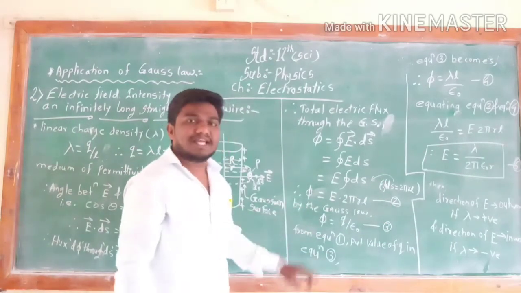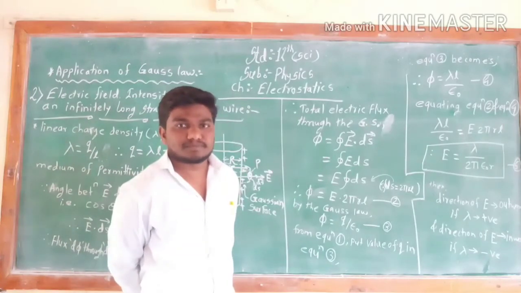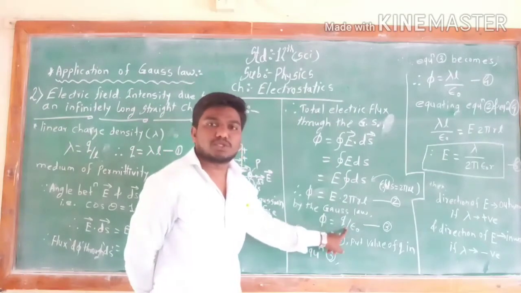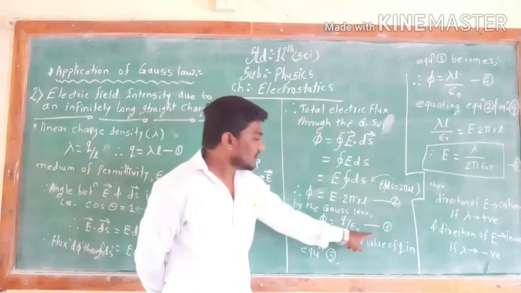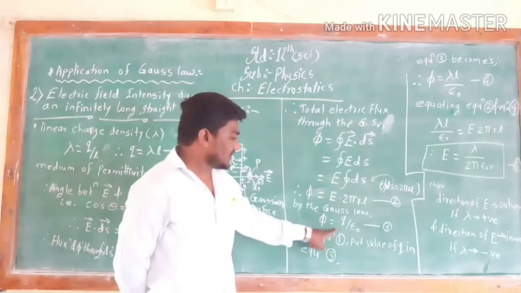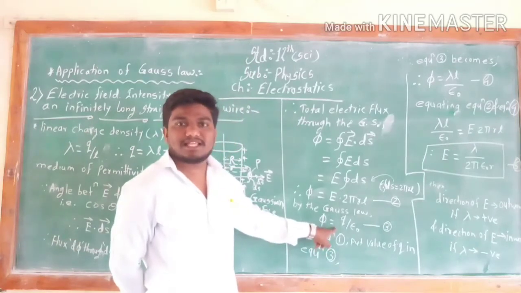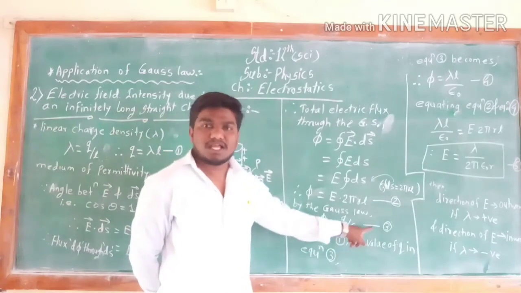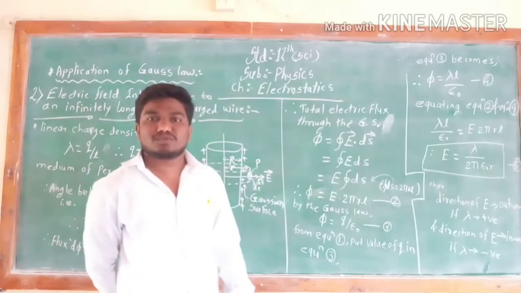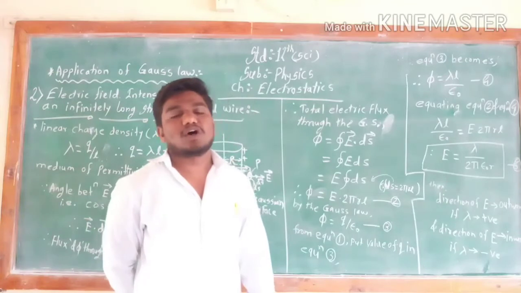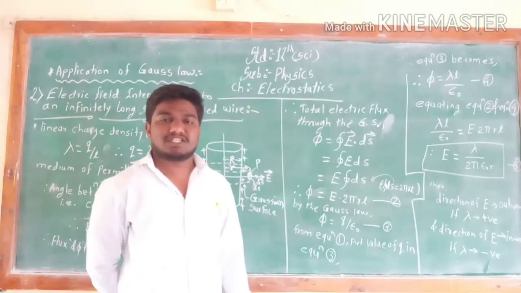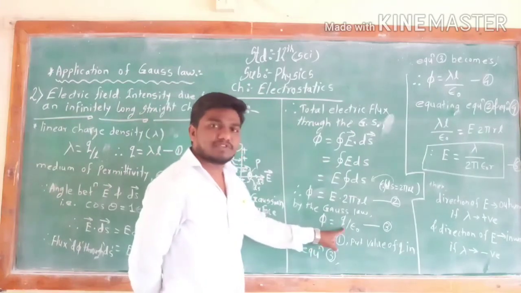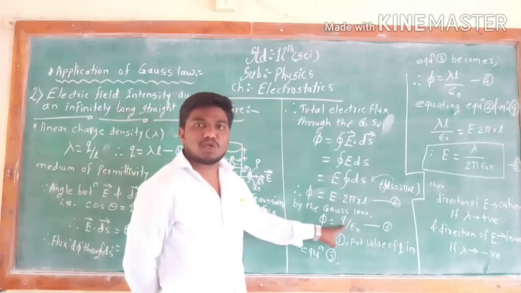Then we know that by the Gauss theorem, the value of electric flux phi is equal to Q upon epsilon naught, equation number 3. This equation we already studied in the last lecture. Phi is equal to Q upon epsilon naught, and it is also equal to the integration over the closed surface of E vector dot ds vector. This is the Gauss theorem, Gauss law.